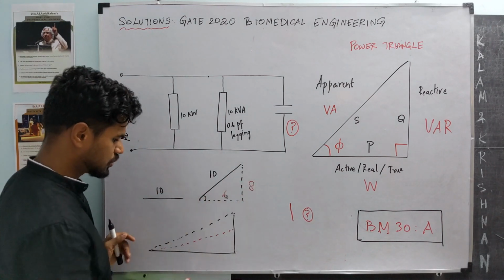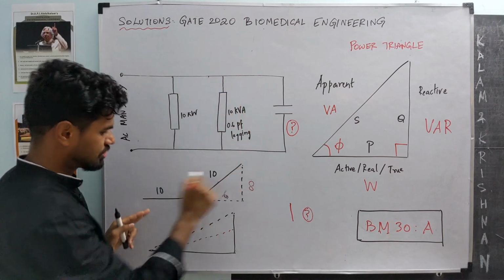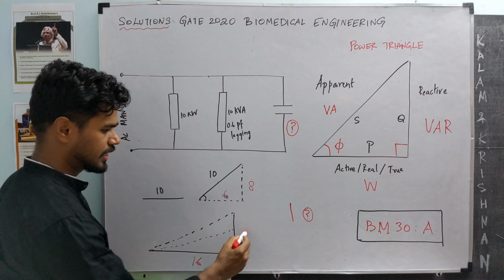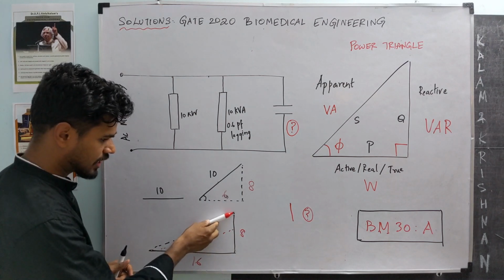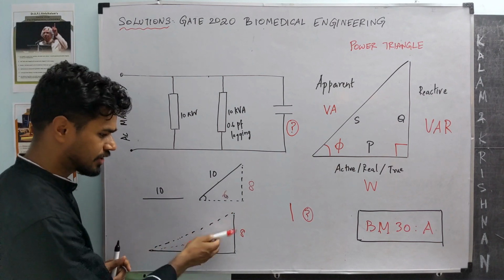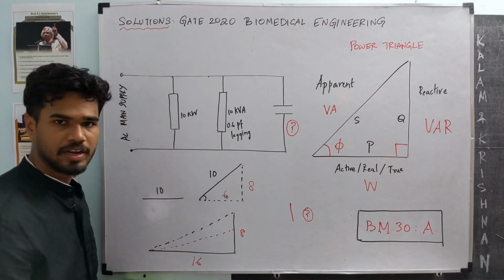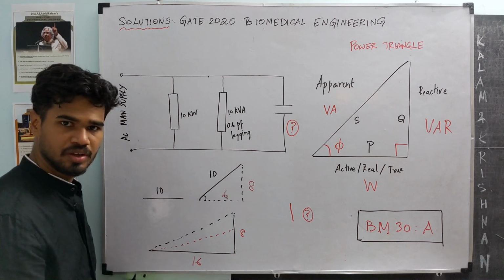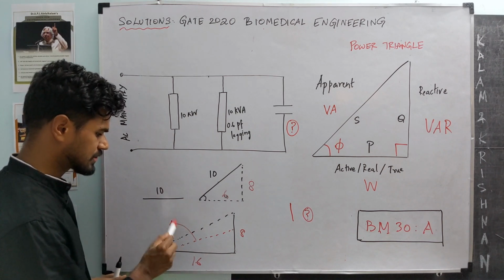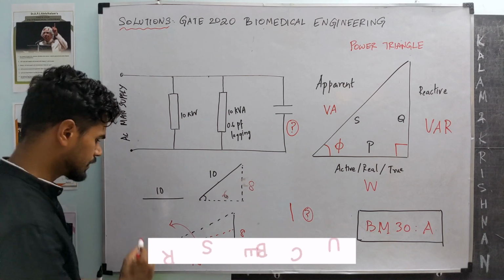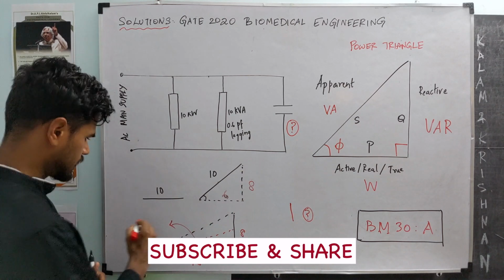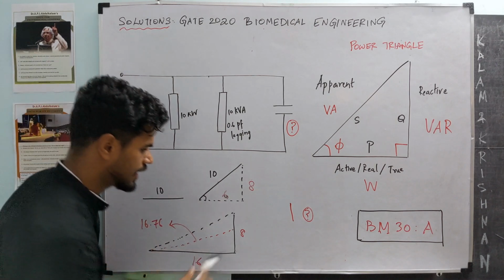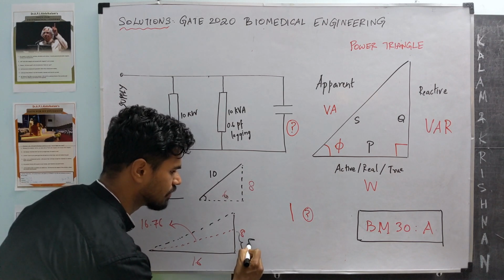So if you add these two, the net triangle for this is 10 plus 6, which is 16. That's the base of this. The height of this is 8. So this is where we are currently, the black triangle. We want to end up at a red triangle whose power factor is 0.95. So 16 divided by 0.95 should be the length of this. That's the definition of power factor. So that turns out to be 16.76.